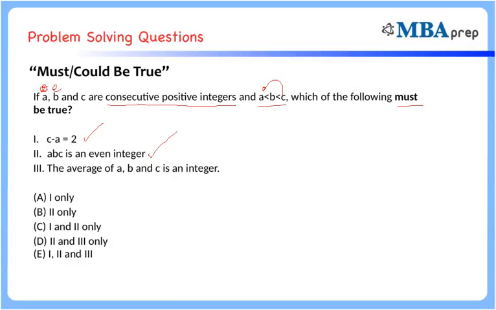And the average of A, B, and C is an integer. They are consecutive positive integers. We have the order, and we can even point out that B is the average because it's the median. It's a property of consecutive positive integers when the quantity of integers is odd. So this one is also true, always true. So letter E, 1, 2, and 3.